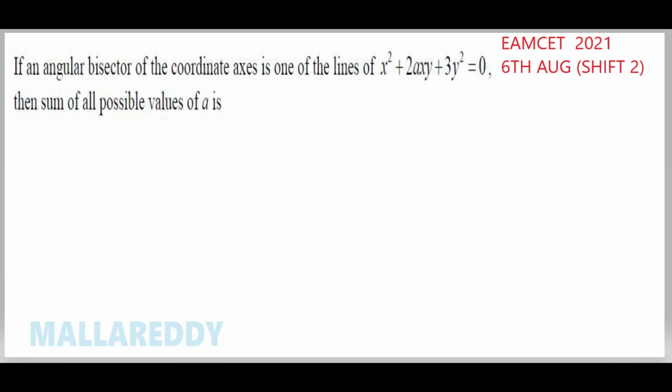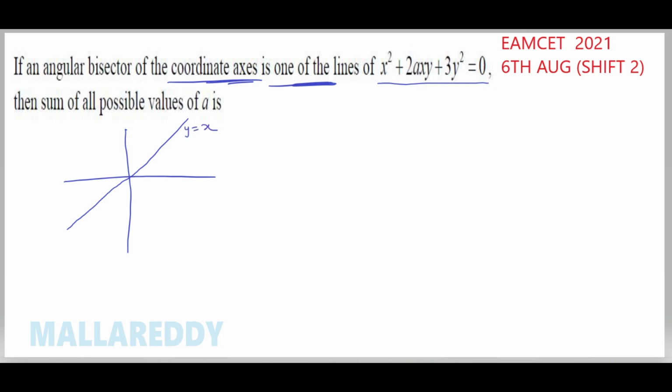If an angular bisector of the coordinate axis is one of the lines of x square plus 2axy plus 3y square is equal to 0, then the sum of all possible values of small a is. So this is the x-axis and y-axis, the angular bisectors of the coordinate axis. This line is the angular bisector that divides the angle in two parts. This line is y is equal to x, and this is also an angular bisector of the coordinate axis.